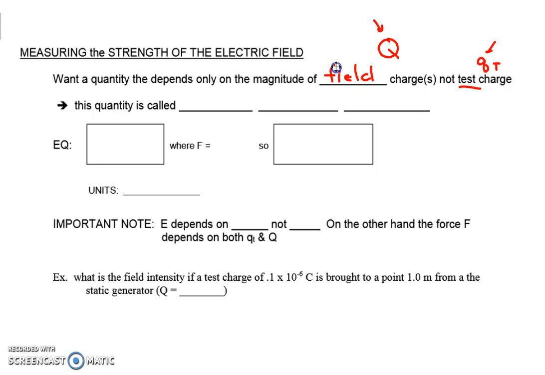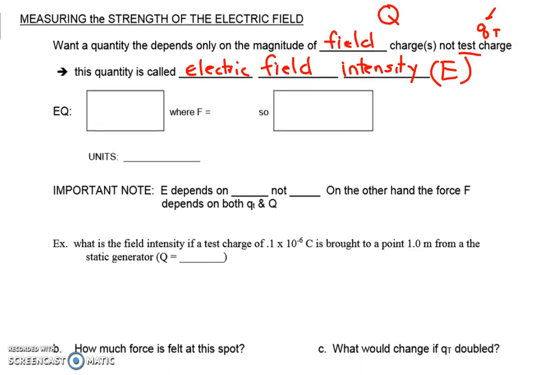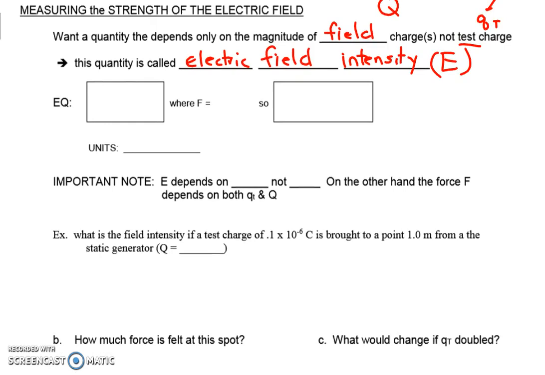Okay, so what we're coming up with is something called electric field intensity. And it's given a symbol, capital E. That's not energy. It is electric field intensity, and again, it's not to be confused with force. So the definition of it is a very simple one, but it is very misleading.